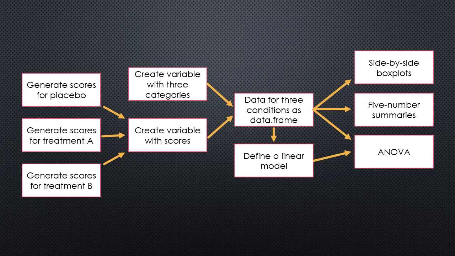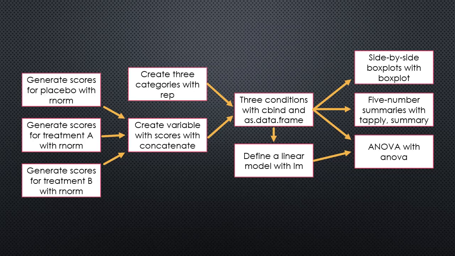Now, can we go back any further? Perhaps you're ready to start here, but I'm going to take us back one more step in which we actually envision how we're going to talk to R about these steps. So for generating the scores, we're going to use rnorm. For creating the variable with those scores, we're going to concatenate across the scores. For creating the 3 categories, we're going to be able to repeat each one of our category levels for as many times as there are individuals within the condition, so we can use the rep function.